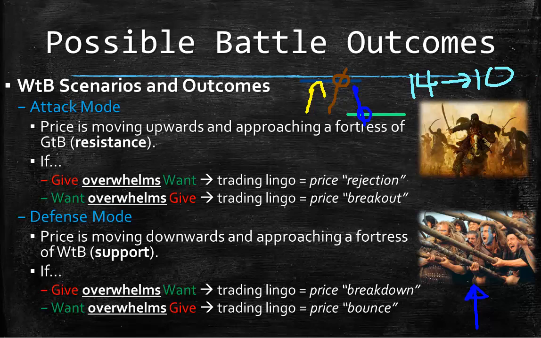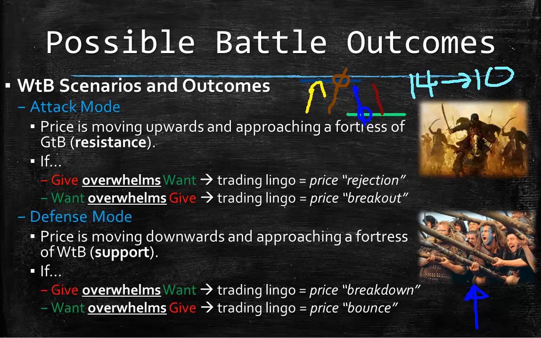Now, second scenario, price is coming down. Now, at this point, if want overwhelms give, then in trading lingo, we have a bounce. That's what a bounce is. Maybe you've heard that before. I already used the term. I let it slip out. But that's simply what a bounce means: the price has been falling, and then it approaches an area where all of a sudden people are, gimme. Yeah, I want those shares. Gimme. There is a demand for those shares.